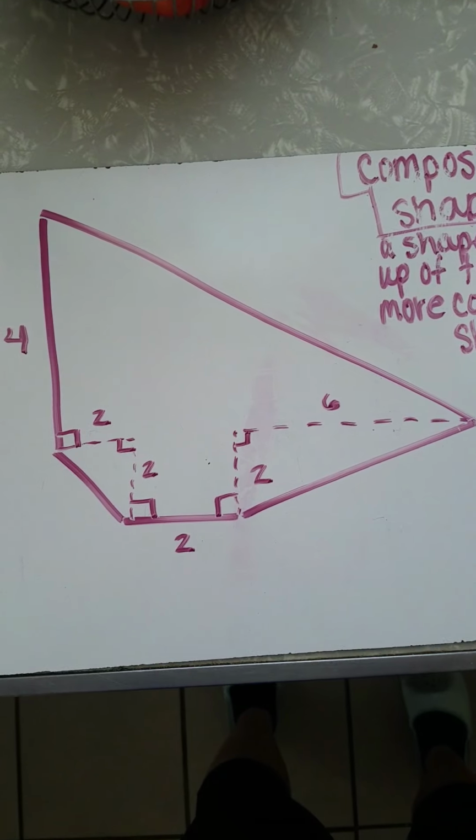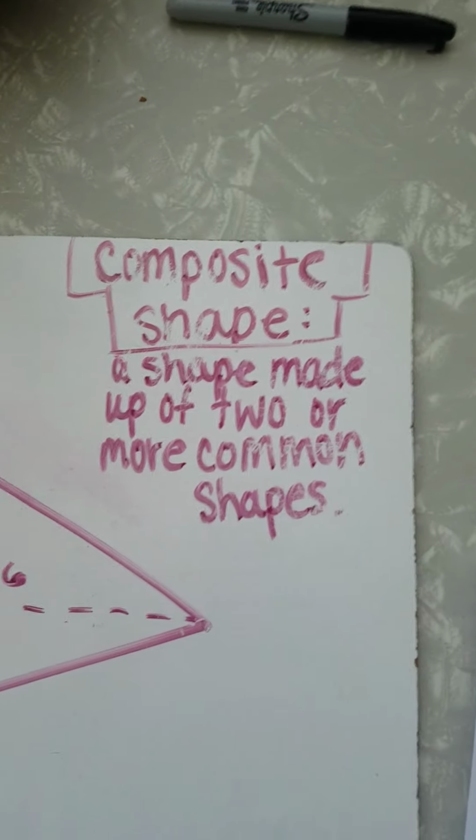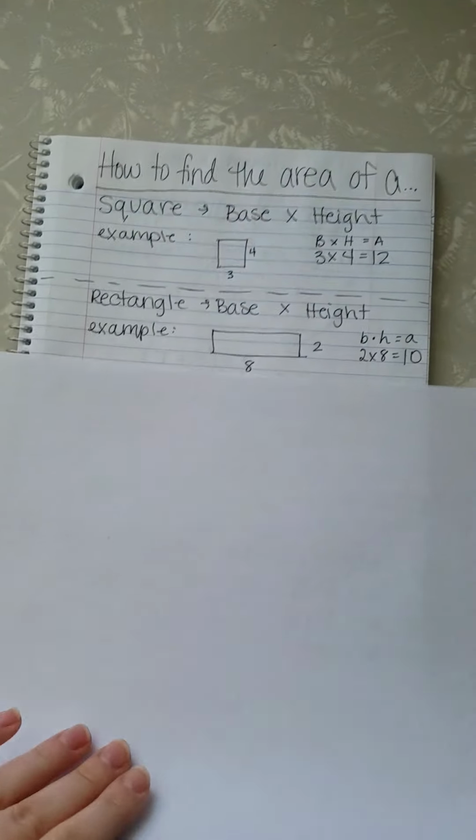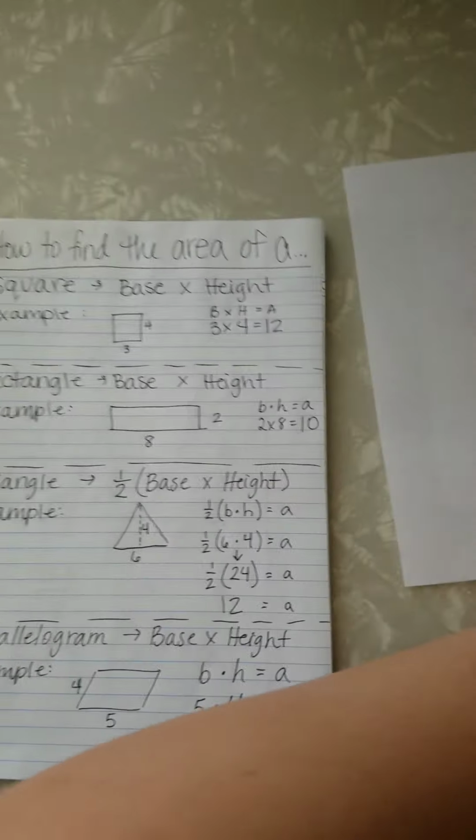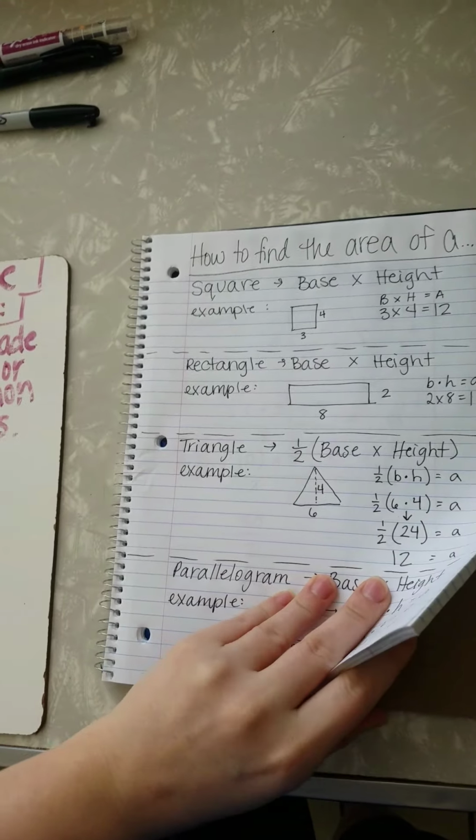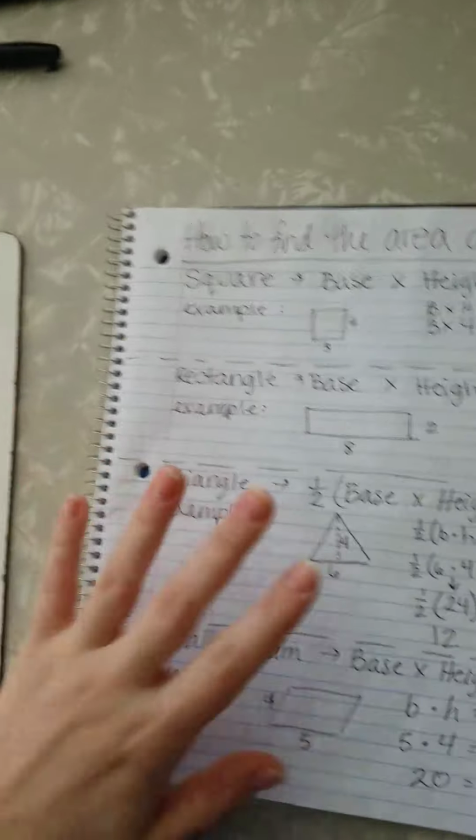I'm going to be teaching you how to find the area of different shapes and how to solve those composite shapes that you saw in Khan Academy today that looked really confusing. Well, first we need to know the area of all different shapes. So maybe get out a notebook, a pen, something to write down these formulas.